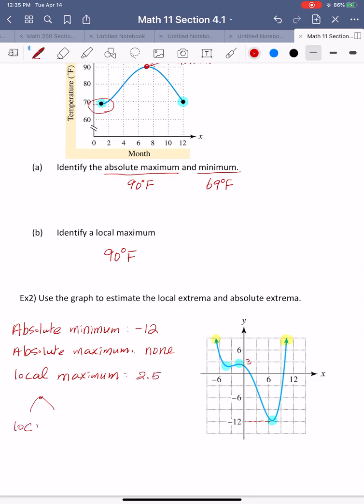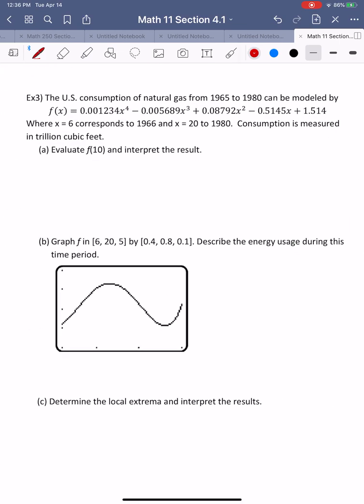But there's also the local minimum, which is at 2 places. Okay, so here to here. We already have negative 12, and also I want to say about 2, a little bit lower than 2.5, right? Yeah. Okay, let's look at another page.